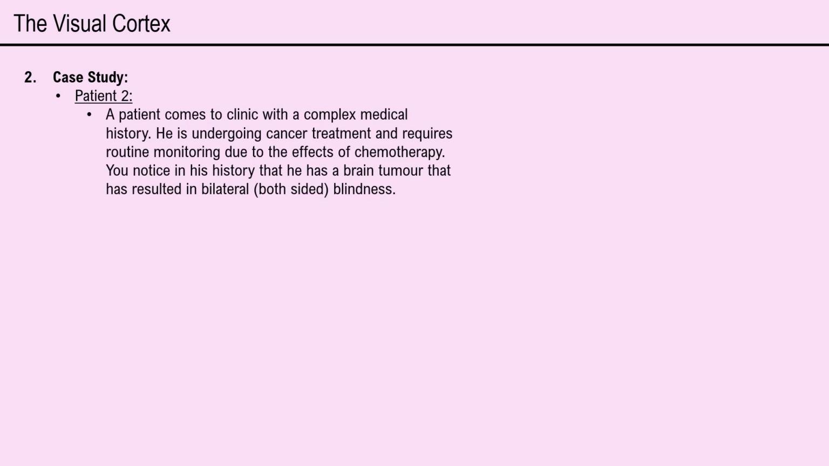So, case study 2. This patient comes into clinic with a complex medical history. He's undergoing cancer treatment and requires monitoring due to the effects of chemotherapy on a brain tumour. Unfortunately, his brain tumour has caused bilateral, or both-sided, blindness. Which cortical area, when damaged, could result in bilateral blindness?